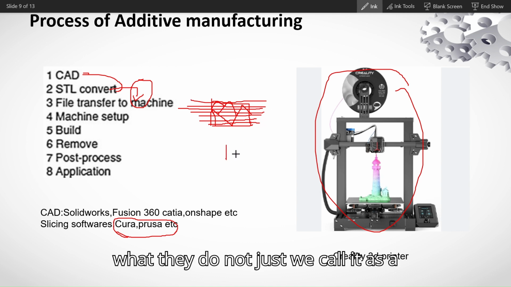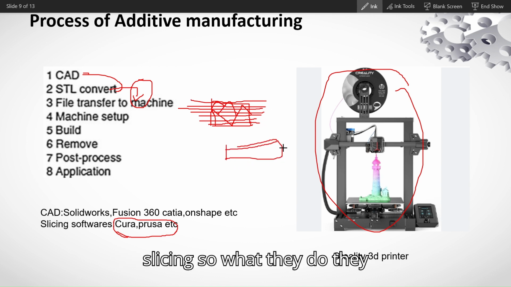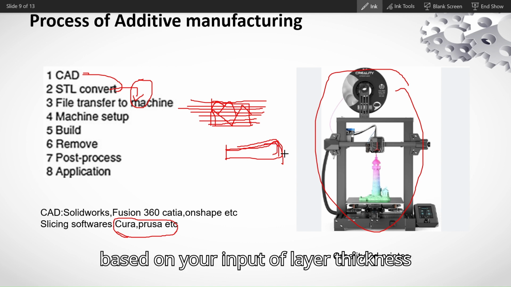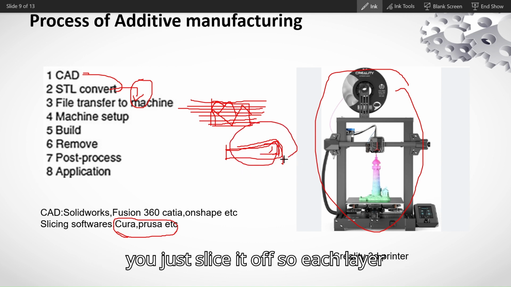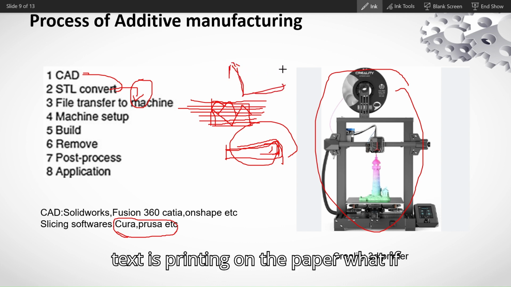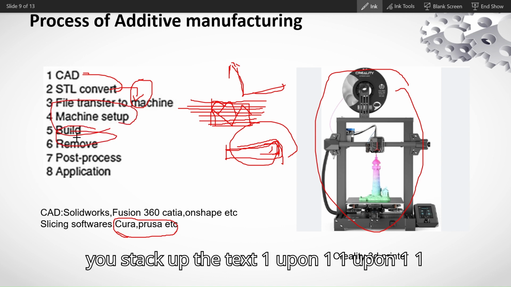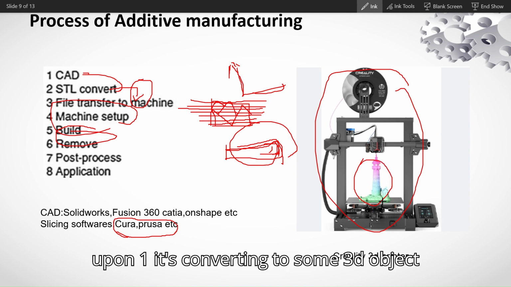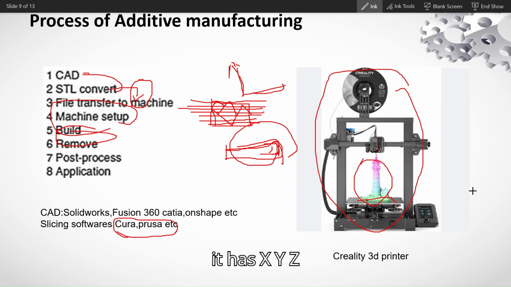What they do is what we call slicing. They slice each and every layer based on your input of layer thickness. Each layer, we can assume, is like text printing on paper. What if you stack up the text one upon another, one upon another? It's converting into a 3D object. It has X, Y, Z.